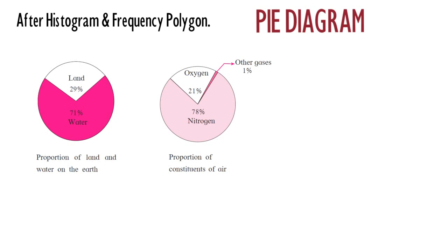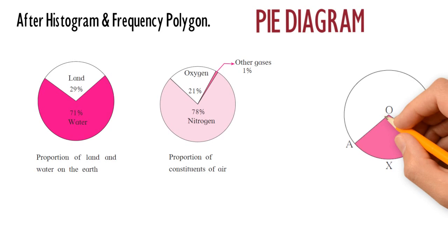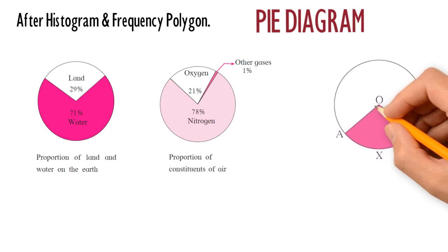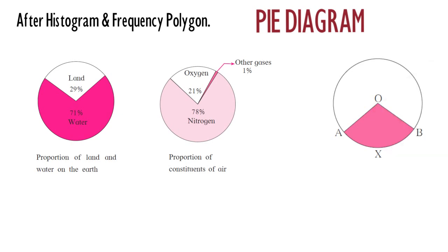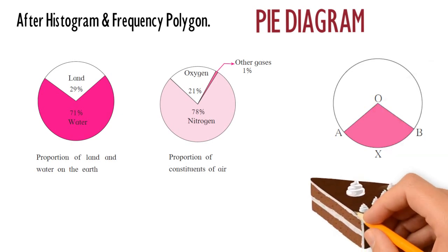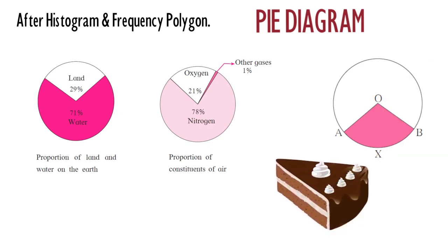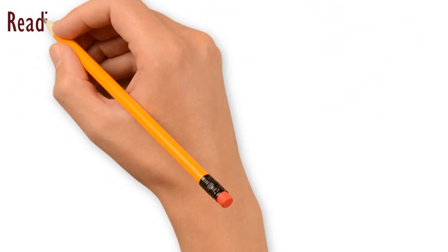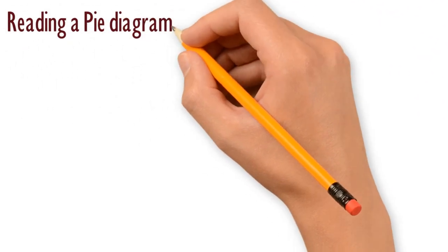In a pie diagram, the numerical data is shown in a circle. Different components of the data are shown by proportional sectors of a circle. As you see, the sector represents the shape of a pie, that is, a cake piece. For that reason, it is named a pie diagram. We will learn how to read a pie diagram.